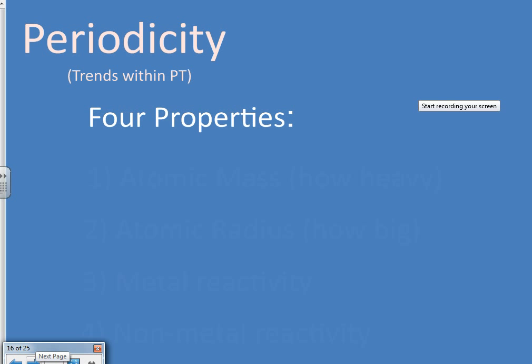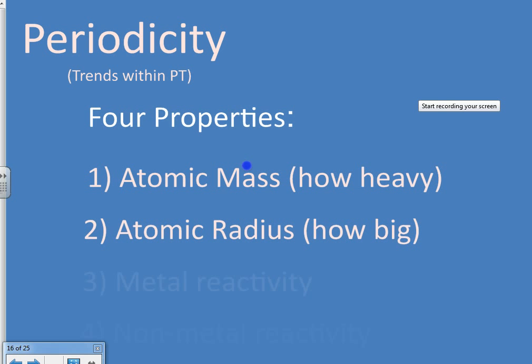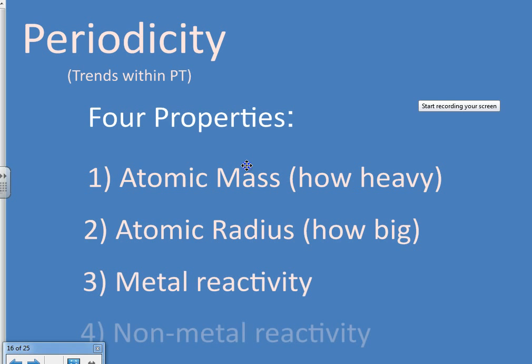There were 4 properties that we're studying in this unit. The first 2 we have already explored a little bit, atomic mass and atomic radius. We're now going to take a closer look at metal reactivity and nonmetal reactivity.